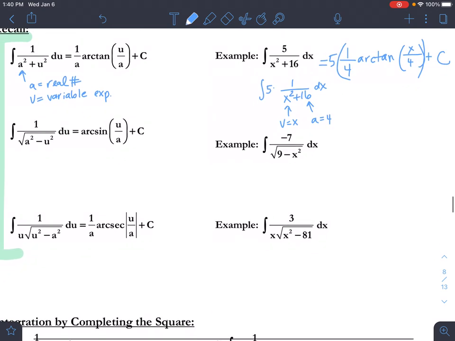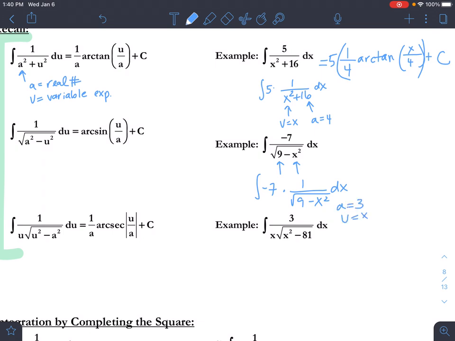All right, so the next one, arcsine, you're looking for that number squared minus a variable expression squared. Again, feel free to move the -7 out to the front: 1 over the square root of 9 minus x squared dx. So a here would be 3, and u would be x. That format is arcsine of u over a plus c. And again, classic, I forgot the -7. Sorry about that. I keep forgetting it. All right, there we go. If there's a constant, it just hangs out up front.